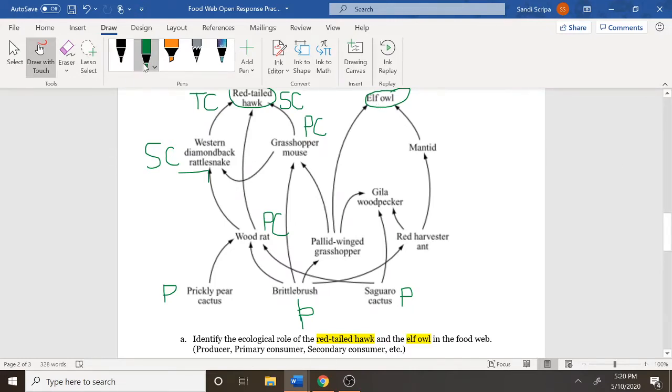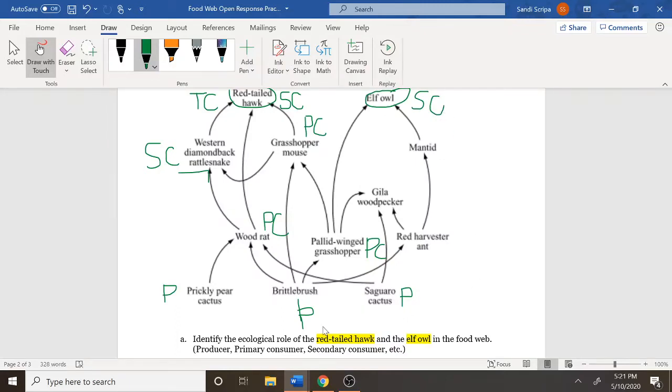Let's do the elf owl now, and then we'll kind of call ourselves good with this kind of confusing part. I'm going to start out with the brittlebrush again. So if we have this brittlebrush here and it goes to the grasshopper, that makes our grasshopper a primary consumer, right? It's eating a producer. And you can follow that arrow straight up to elf owl, making it a secondary consumer.